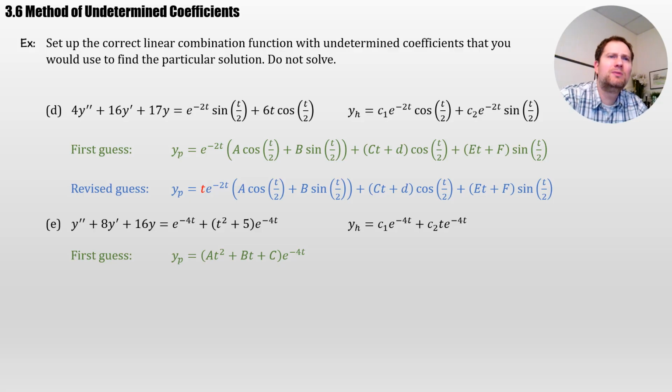Why? Well, because we've got e to the negative 4t times t squared, and we've got some things that have some stuff times e to the negative 4t. So it and its derivatives will have this form. But now let's take a look at the homogeneous solution. We've got an e to the negative 4t. So let's multiply through by t. Yay, everything's fixed, right? No, wrong.